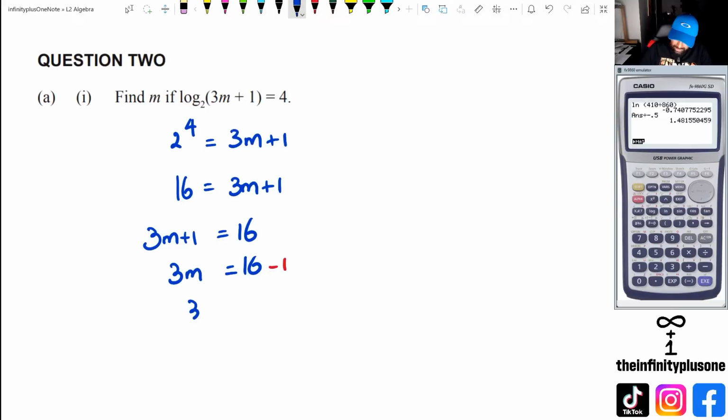And what I've got is 3m is equal to 15, and m is equal to 15 divided by 3, which gives us m is equal to 5. Now grades wise for this particular question, you need m equals 5 to get an achieved, and that's the first part of this done.